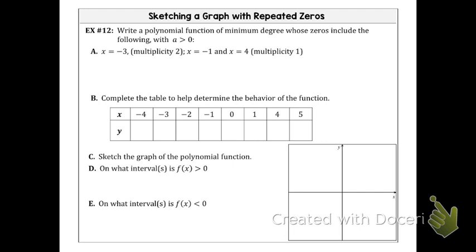All right. So when I go to write my polynomial function here, f of x equals, I know x equals negative 3 is going to give me a factor of x plus 3, and it's there twice, so that means it's going to be squared. Or since we're going to have to work this out, I'm going to write it twice. And then we have x equals negative 1, which means it's going to be x plus 1, and x equals 4, which means it would be x minus 4. And so let's go ahead and multiply.